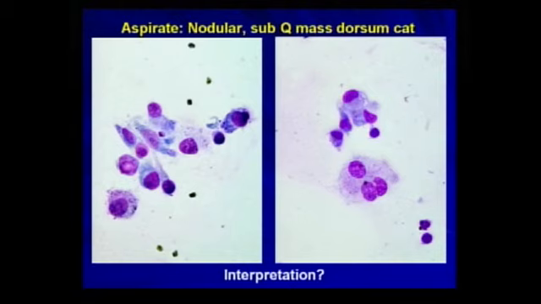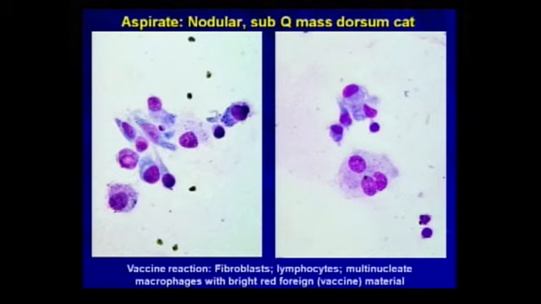Okay, we're looking at a sub-Q mass on the dorsum of a cat. And look at these cells. Neoplastic, somewhat multinucleated, but they're granulated as well. The granules are somewhat different. Remember, as I said before, you also have some spindle cells here. Cat mast cells are very poorly granulated. I wouldn't expect to really see any granules in them. And a lot of times you have to do special stains to bring them out.